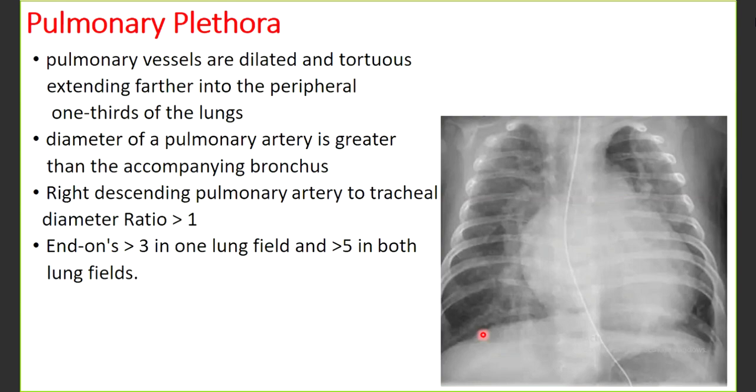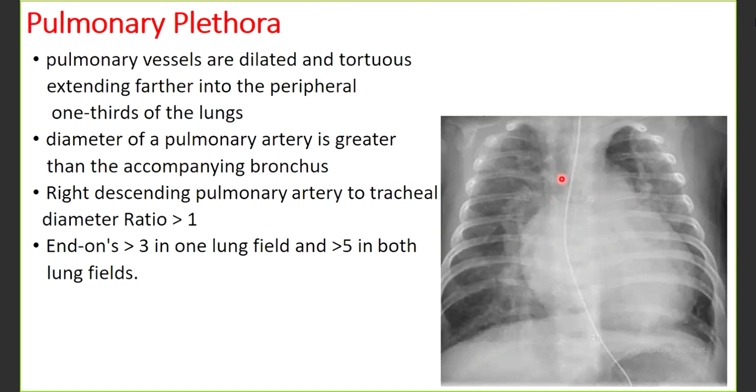So, to say pulmonary plethora, we see that these patients will have a prominent pulmonary bay, a prominent right descending pulmonary artery. There is increased pulmonary blood flow and a ground glass like appearance, and there are dilated and tortuous pulmonary vessels. And every time you see a bronchus and a pulmonary artery, they obviously go close to each other. The pulmonary artery is slightly bigger than the accompanying bronchus, and the right descending pulmonary artery will be bigger than the tracheal diameter.